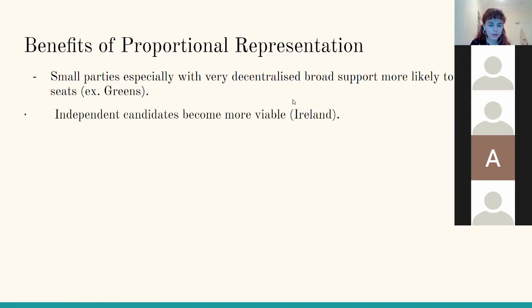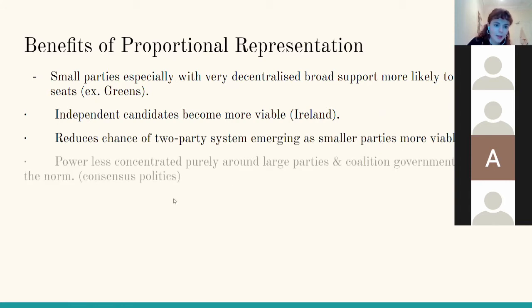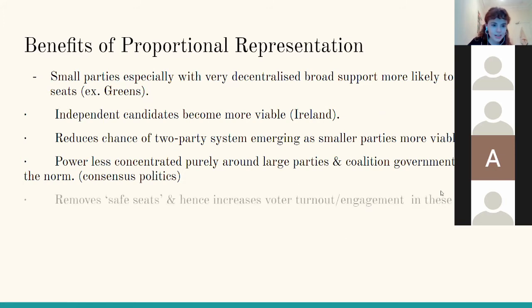Then also, adding on to this, independent candidates become more viable, independent candidates being those who don't really represent any one political party. And it also reduces the chance of you having a two-party system because smaller parties are more viable. Because again, it's consensus building. And then power is less concentrated purely around large parties. Coalition governments become the norm. This is also a way you can build a political culture of consensus politics.